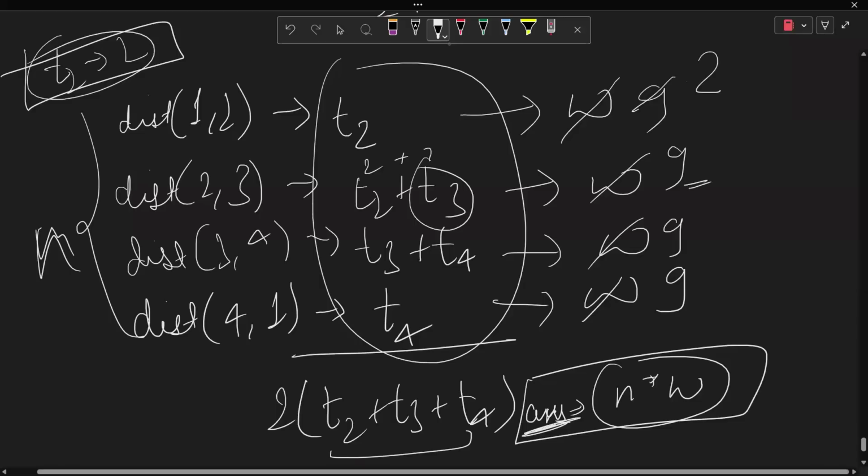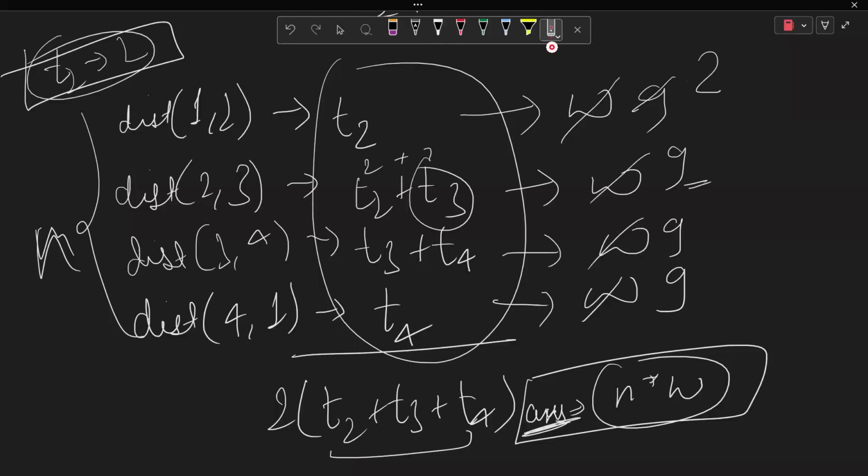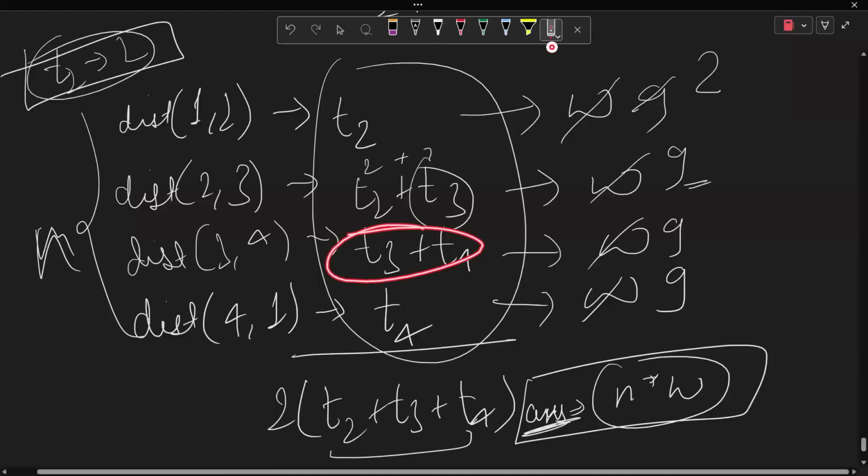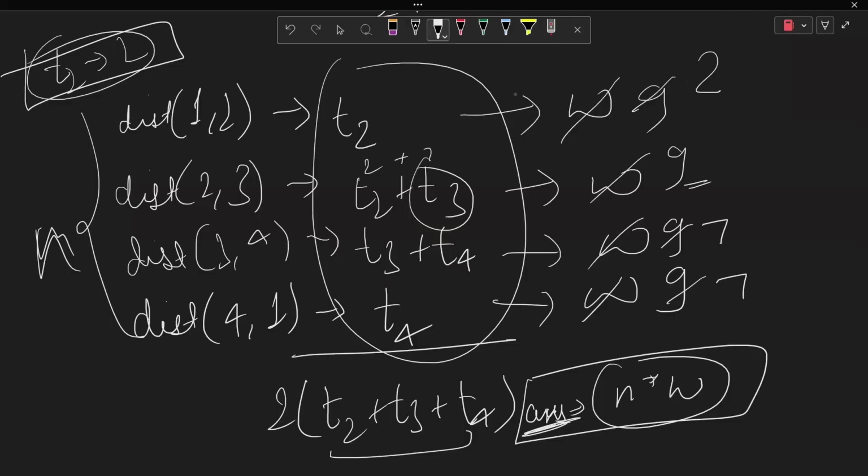So this remained 9. For this T3 plus T4, before, all the values were unknown, so you assigned 9 to this T3 plus T4. But now you know that T2 contains 2, so the remaining value you can assign is only 7. So instead of 9, it would become 7. Again, for T4 also, the remaining value is 7, so you would assign 7. So what you can say is, for the unknown values, you can assign all the remaining value.